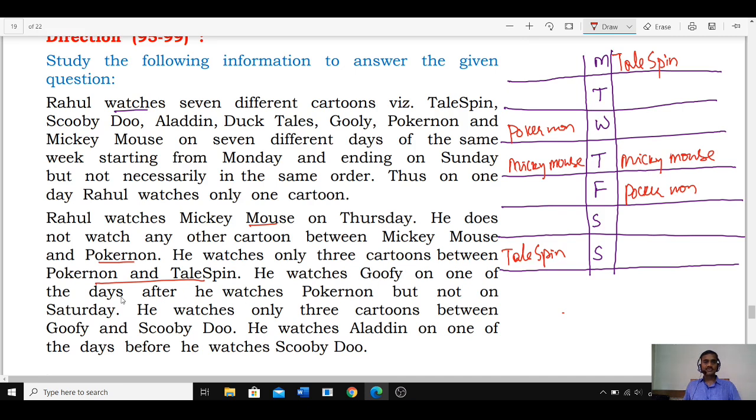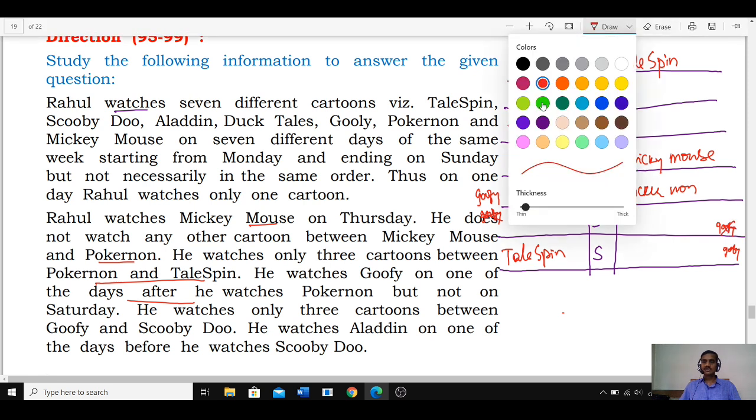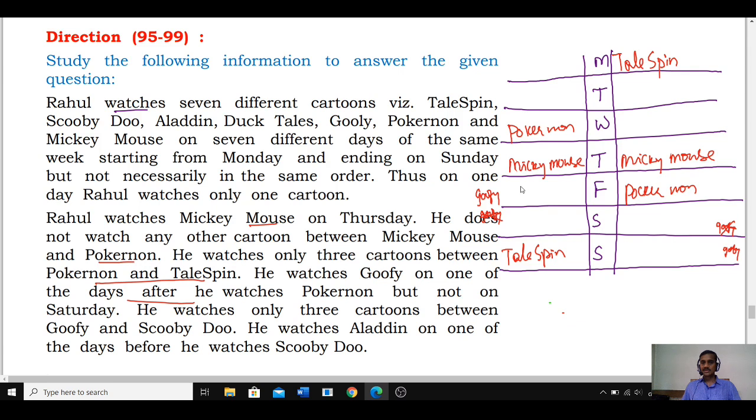He watches Goofy on one of the days after Pokernon. In each case Goofy can be in 2 places. But he watches Goofy not on Saturday. Hence Goofy cannot be on this one, so Goofy must be here. Similarly, in the second case, Goofy must be on Sunday.